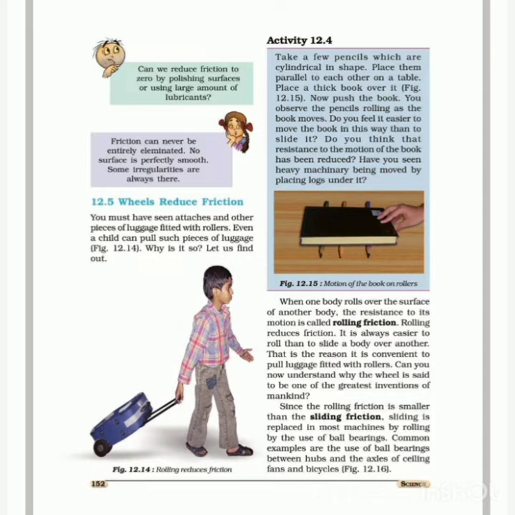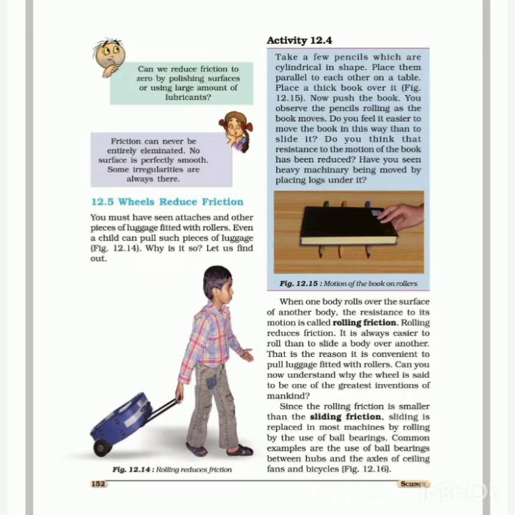And there are two types of friction here: rolling friction and sliding friction. Rolling friction means, for example, the boy moving the piece of luggage fitted with rollers. He can pull such a piece of luggage more easily. That is known as rolling friction. Okay, next we are going to discuss sliding friction.